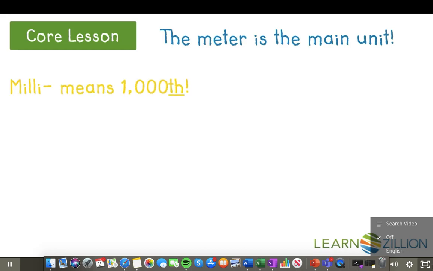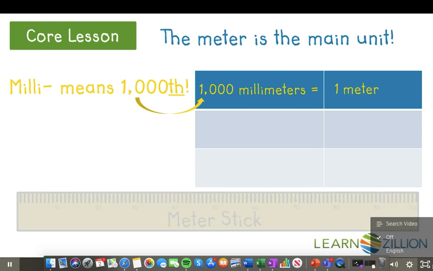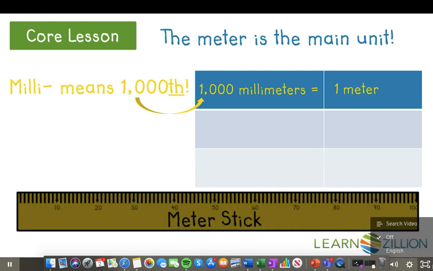Milli means 1,000th. Notice the th on the end. Remember from fractions and decimals that this means it is part of a whole. Just like this millipede, it looks to have 1,000 legs. Each leg is part of the whole millipede. In this lesson, our whole is the meter. A millimeter is 1,000th of a meter. In other words, it takes 1,000 millimeters to make 1 meter.